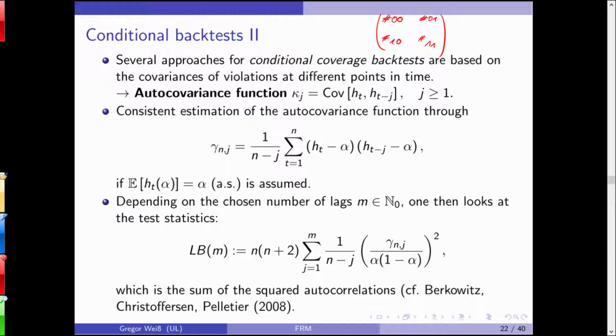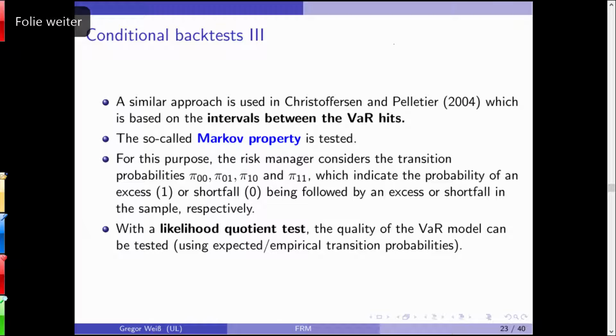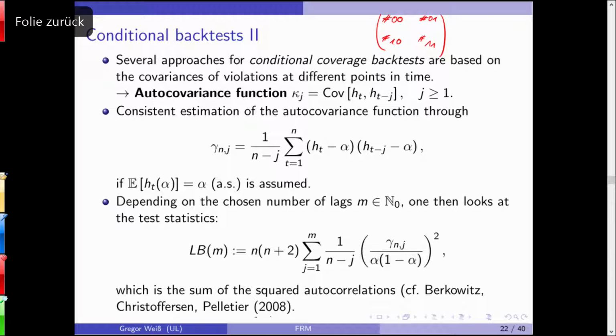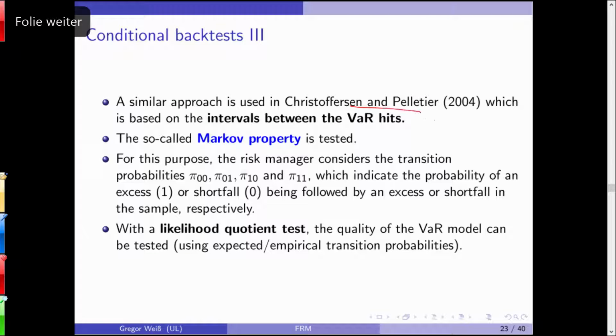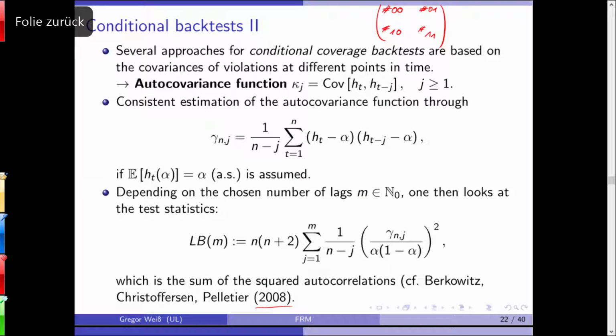It looks a little bit difficult, but actually the test is quite simple. We don't need to show the asymptotics of the test statistics. We simply have to accept it. And this one is from 2008. There's another one by Christoffersen and Pelletier from 2004. Actually, this is the one. And this, of course, only looks at the lags at 1. And here you can take higher lags. So you're not looking at the exceedances 1 period behind you, but you're looking at the exceedances 2 periods back, 3 periods back, and you can choose a different lag.